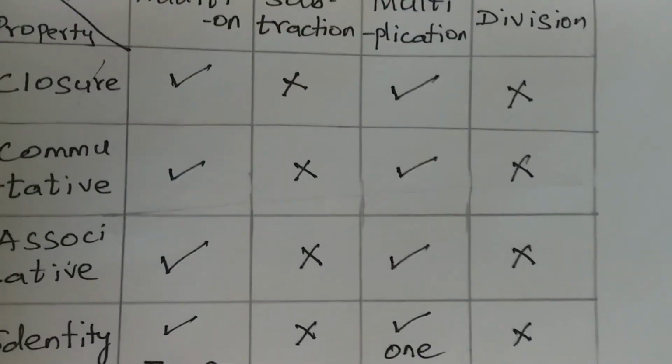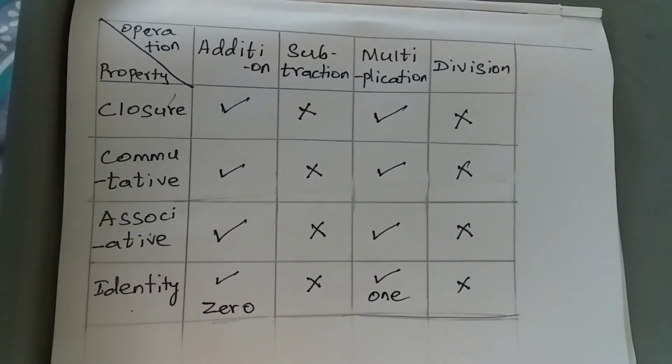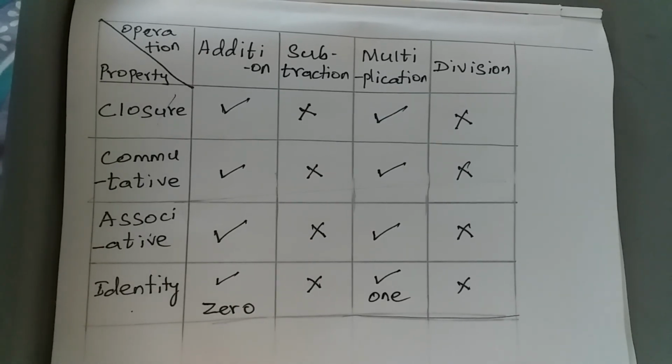So if you look at this table, if you just have a glance at it, it is summarizing all the properties: for which operations the property is true and for which operations the property is not true. We can easily remember and understand the concepts. So I hope you all have understood all the 5 properties of whole numbers.